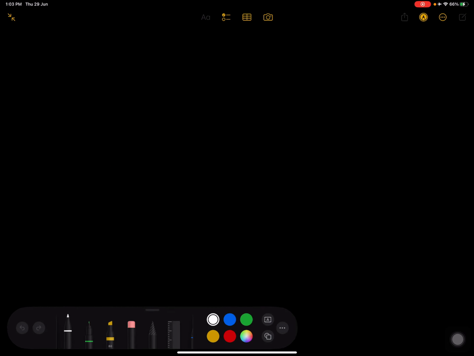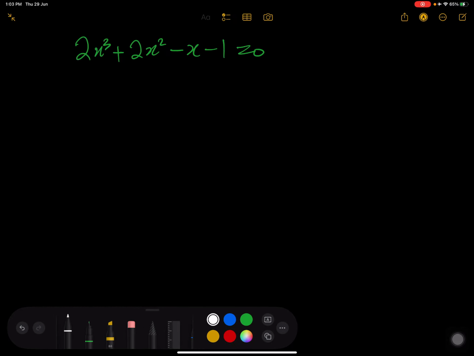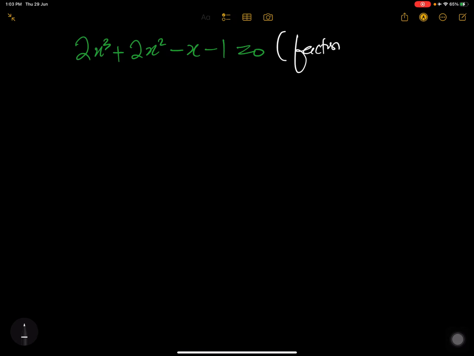We're going to look at factorizing, or let me say, we're going to look at how to divide polynomials, how to add them, and all those things. So let's imagine for a second that we have been given this question. They said 2x cubed plus 2x squared minus x minus 1 is equal to 0, and they're asking us to factorize or solve this problem.